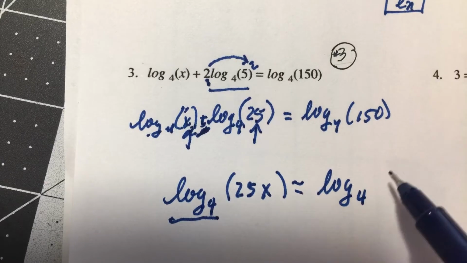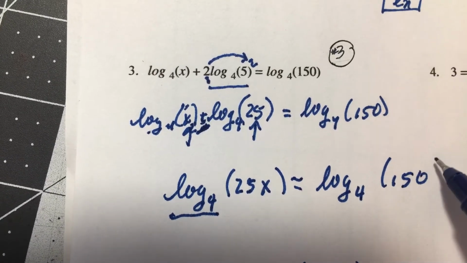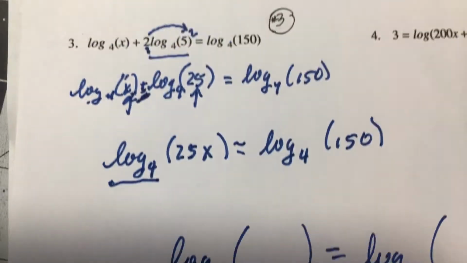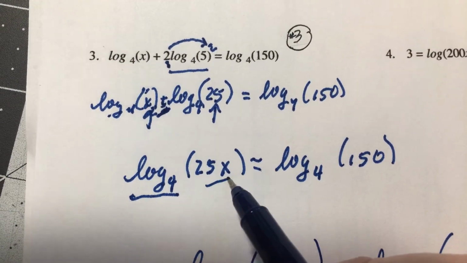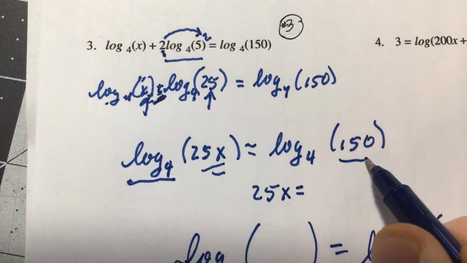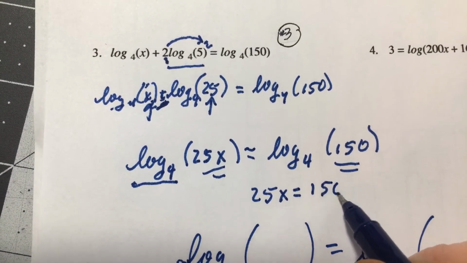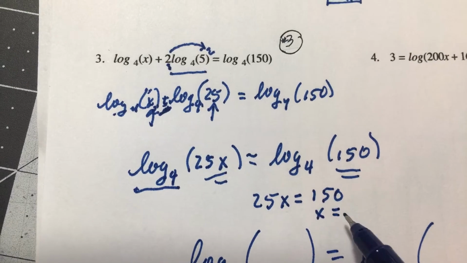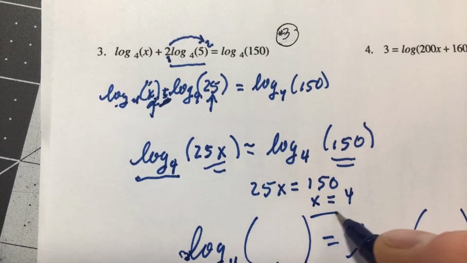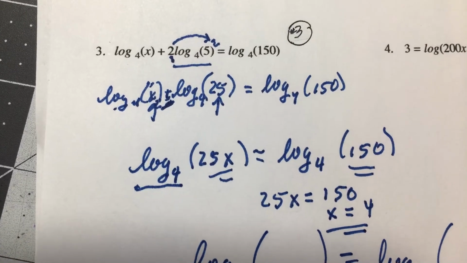And we only have 1 log on this side. So we have this setup that we were looking for. Now all we do when we get to here is we take this 25x, I'm running out of room here, equals that 150, and you solve it like normal, divide by 25, and you get an answer of 4. Okay.